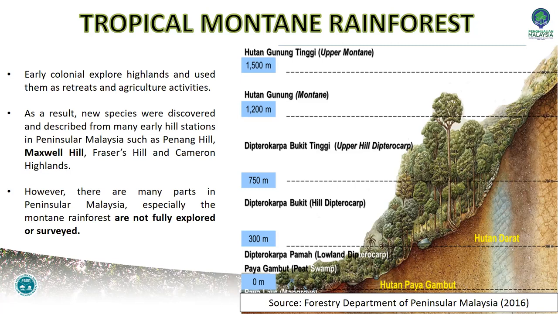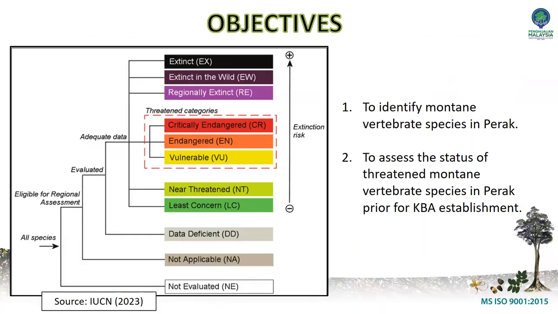However, there are many parts in Peninsular Malaysia, especially the tropical montane rainforest, that are not fully explored and surveyed. The objective of this study is to identify montane vertebrate species in Perak and to assess the status of threatened montane vertebrate species in Perak prior to KBA establishment.